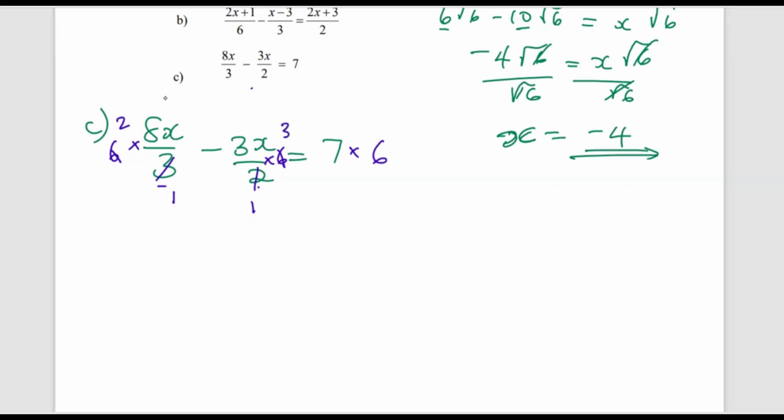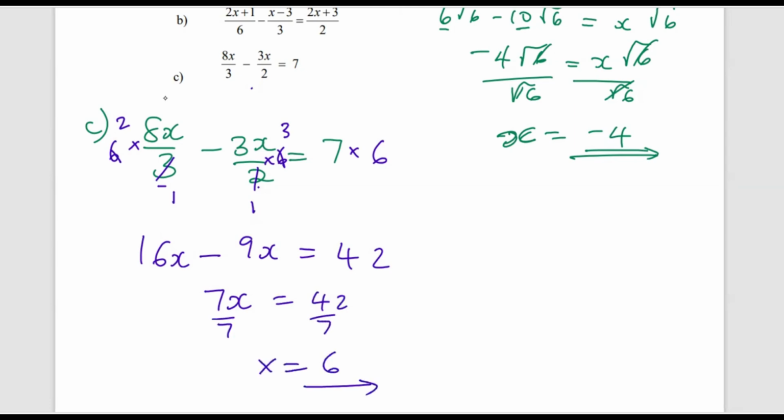This can't cancel anything because there's no denominator. So 2 times 8, that is going to be 16x, minus 3 times 3, that's going to be 9x, is equal to 42. 16 minus 9, that's going to be 7x, is equal to 42. Let's divide by 7 on either side, which means our x is 6. All right, so that is how these linear equations would be asked, and that's how you work them out, okay?